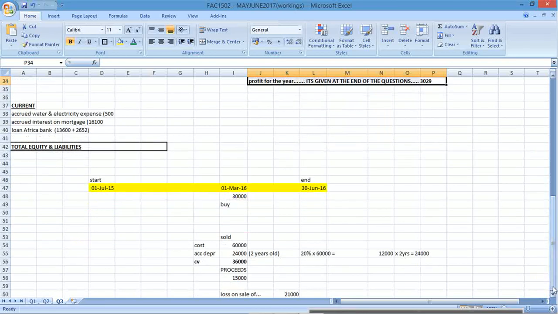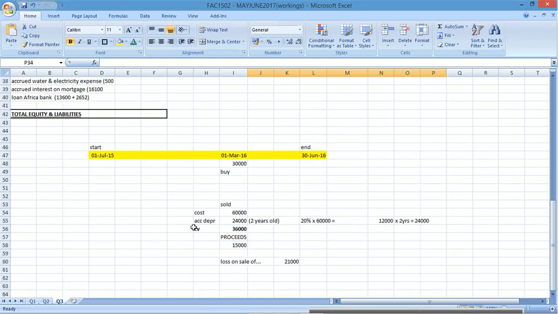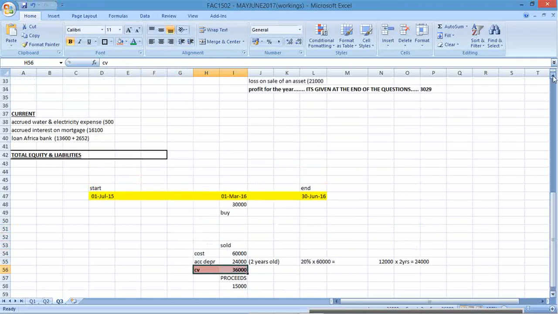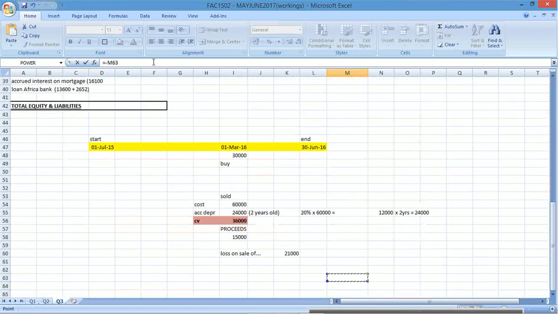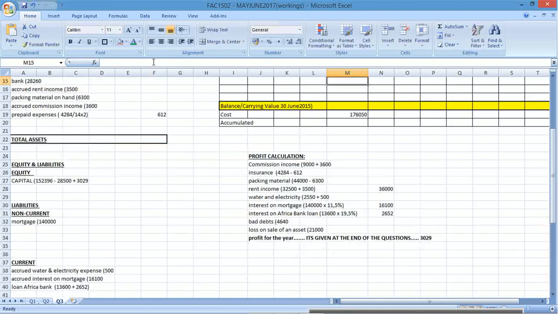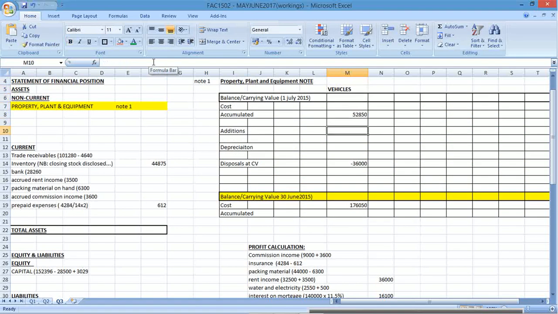Okay, what you do need to show though is the sale. So I sold this at carrying value. Carrying value was 36,000. That's the disposal. So that goes into your PPE note because disposals are at carrying value. Okay, so the vehicle was disposed at an amount of carrying value 36. Yeah. Okay, so there's the minus 36. Okay, depreciation we still need to work out.